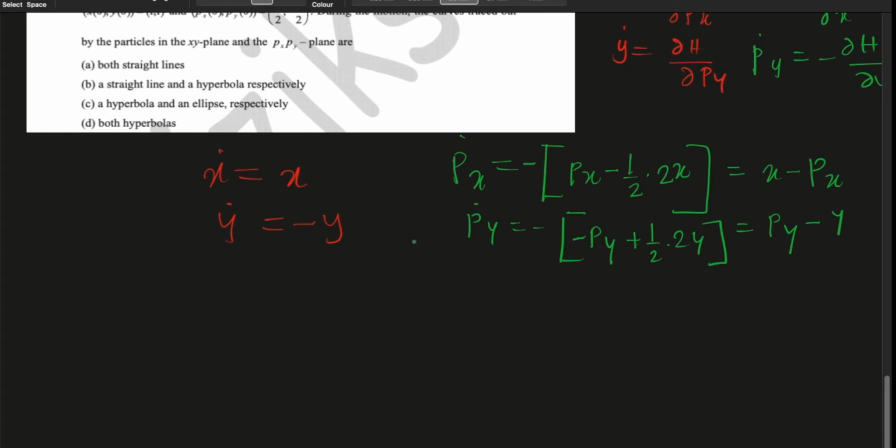So these four differential equations, if we just write them down: the first equation is dx/dt equal to x. The second equation is number one. So how can you solve this equation? This is very easy. So dx by x equal to dt, and this is the solution.